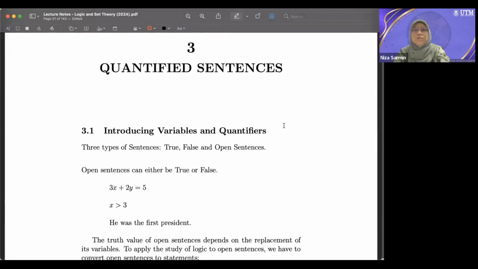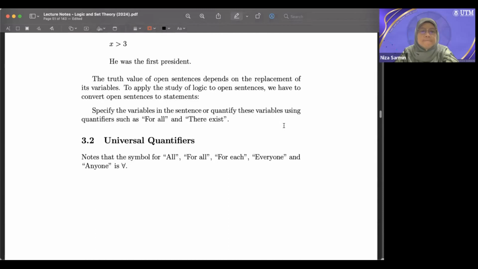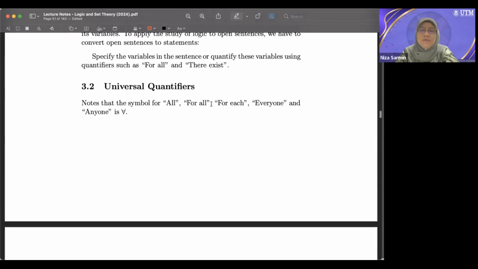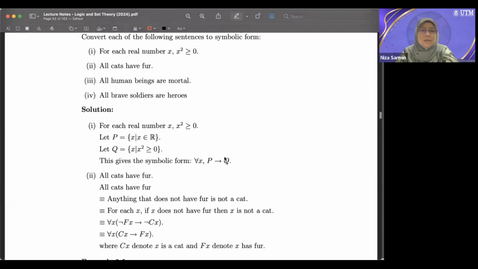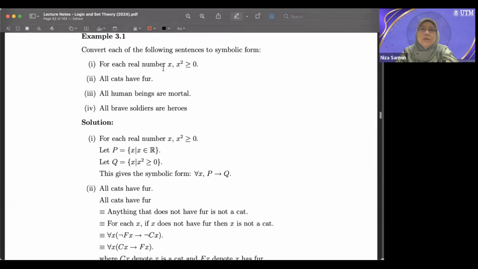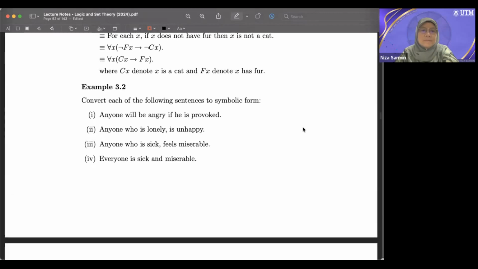Chapter 3 is quantified sentences. This is using for all, for universal, and exists, that exists. So you have to know how to write in symbols if you are given a sentence, and vice versa.